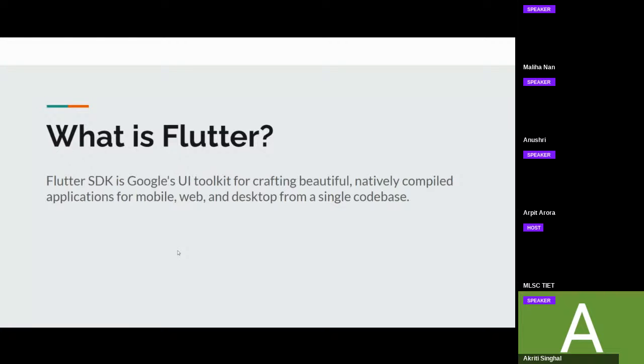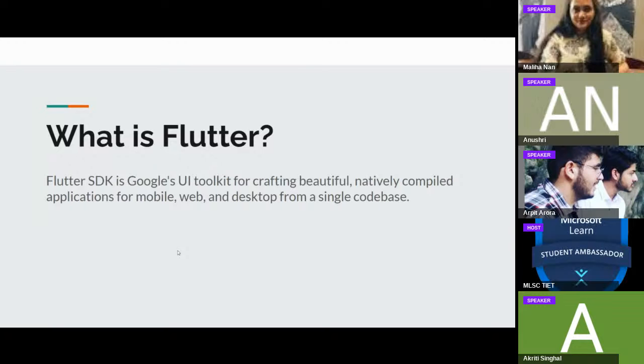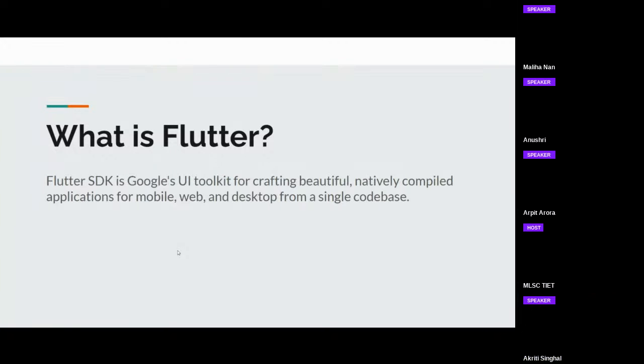And when we say natively compiled, it means that, let's say, with other cross-platform frameworks, when we're talking about JavaScript, then we need something to convert that JavaScript and make it able to run on your mobile device. With Flutter, we don't need that, and hence your applications will be faster.